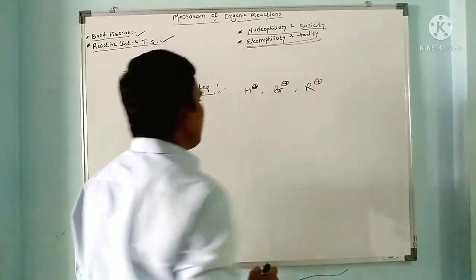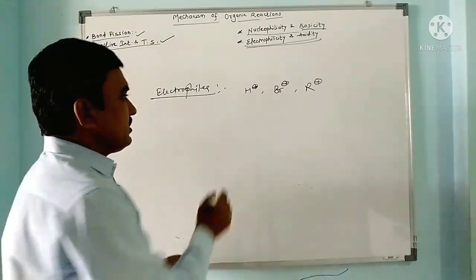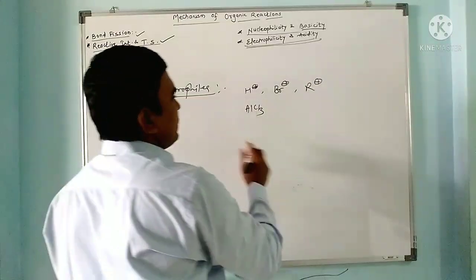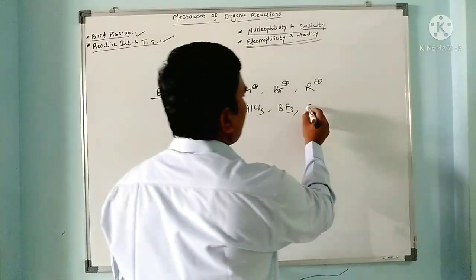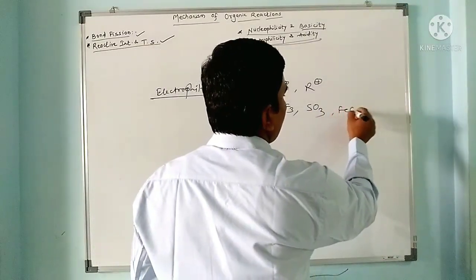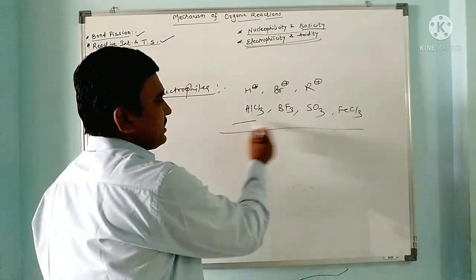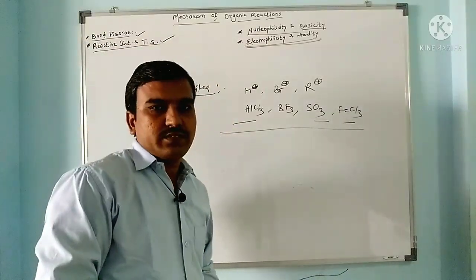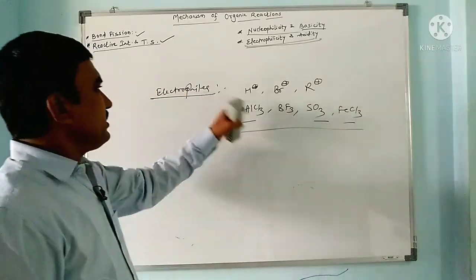So these are electrophiles. Some of the electrophiles may not have a positive charge, such as AlCl3, which we call a Lewis acid, AlCl3, BF3, SO3 sulfur trioxide, FeCl3 ferric chloride. Due to incomplete octet, these three examples are acidic in nature. They can take an electron pair from the electron rich species. So these are electrophilic in nature.